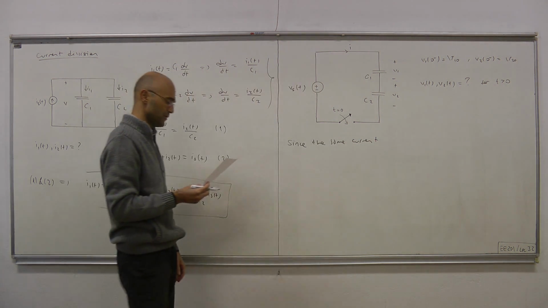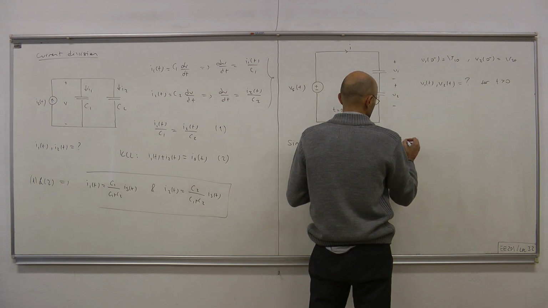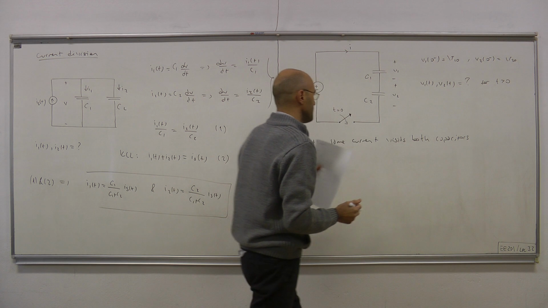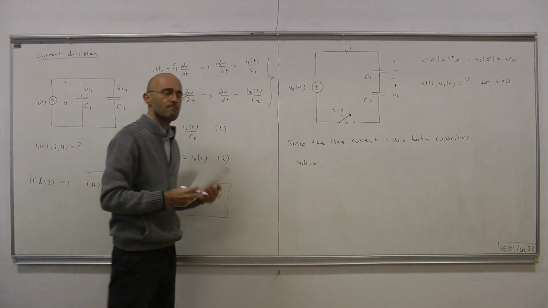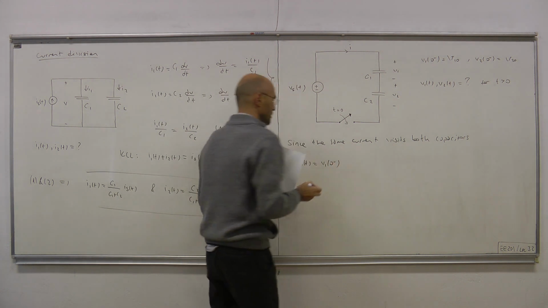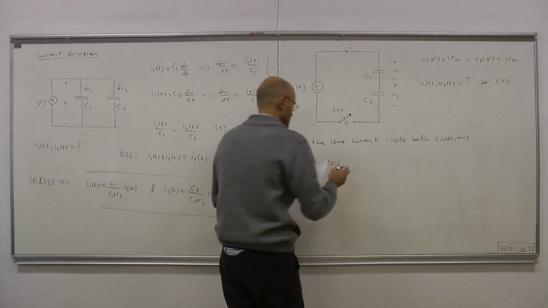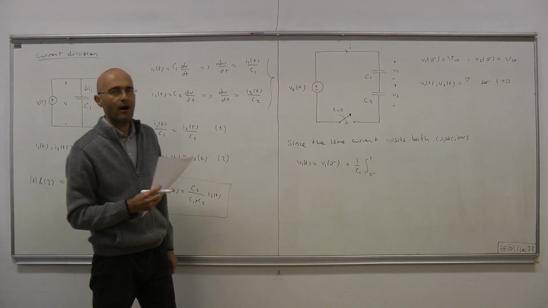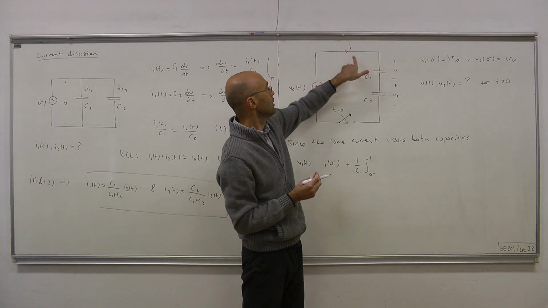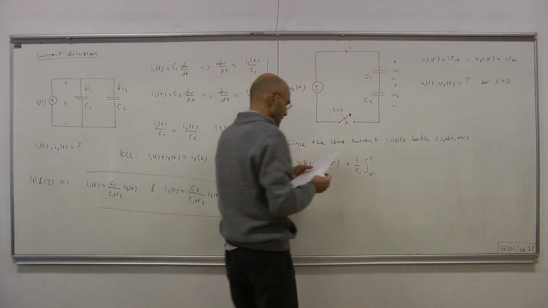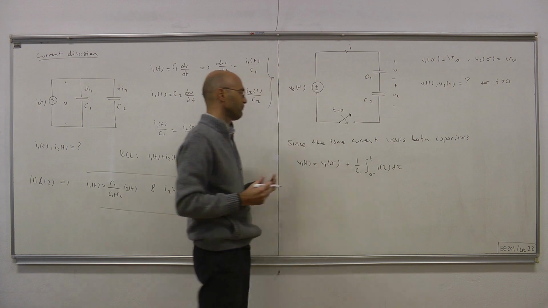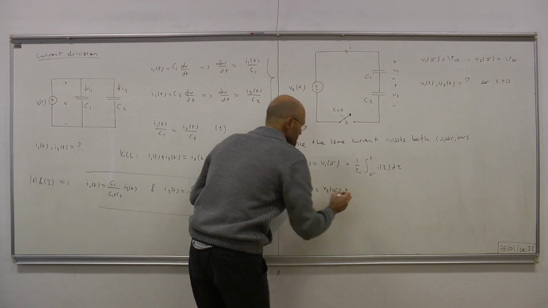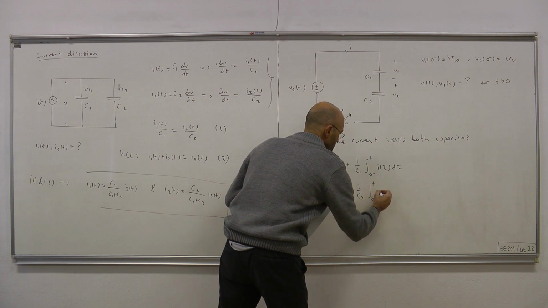Now, since it's the same current that visits both capacitors, we can write V1 of t equals V1 initial, V1 of 0, plus 1 over C1 times the integral from 0 to t of I1 of tau d tau. But I1 and I2 are equal to I. Therefore, we don't need such notation. So everything is I. Okay, so that's V1 of t. Let's do the same thing for V2 of t: V2 initial plus 1 over C2 times the integral of the same current.